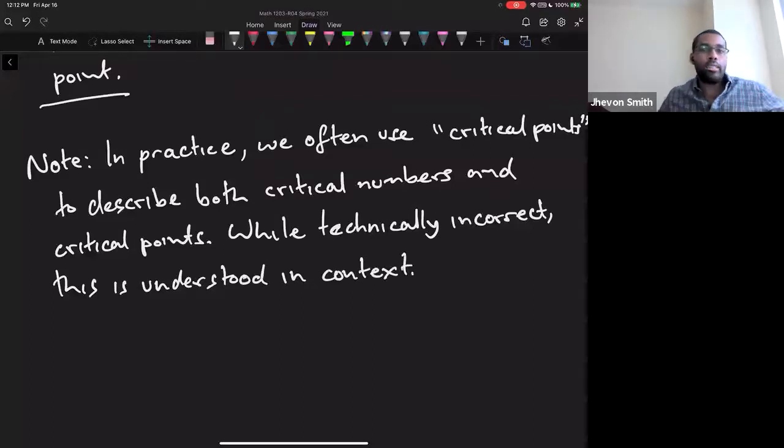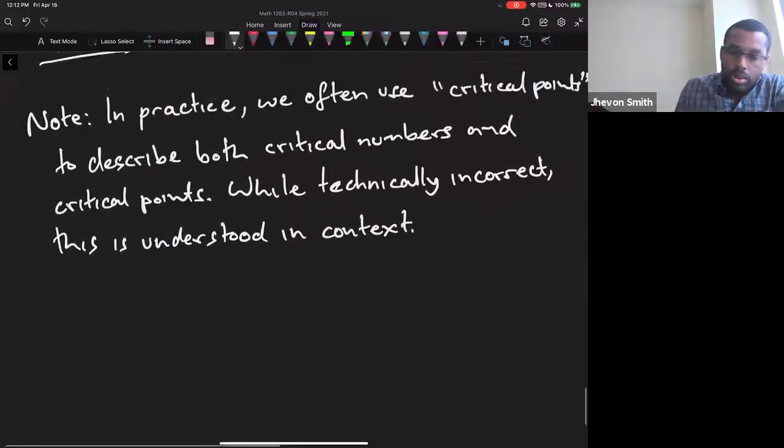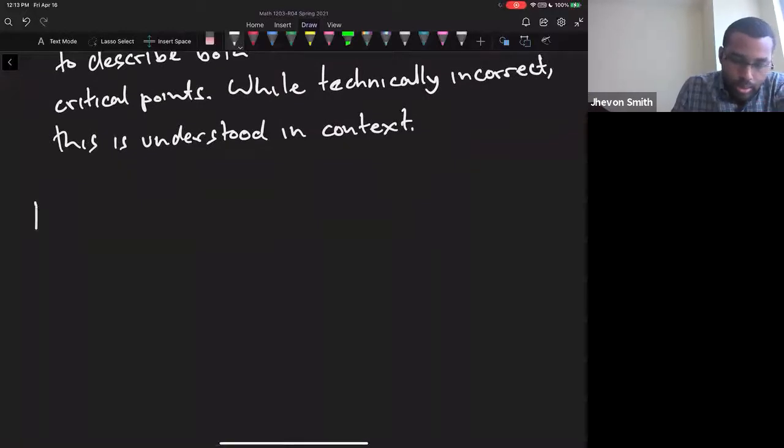So even in the past, when we find an x value where the derivative is zero or undefined, we tend to say, oh, that's a critical point. But that's not the critical point. Technically, it's the critical number. When I plug that in and get the corresponding output and find the coordinate, that's the critical point. But sometimes people just call x the critical point. The input x is the critical number. So now let's talk about finding extrema.